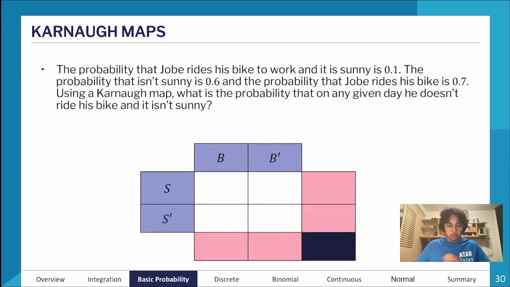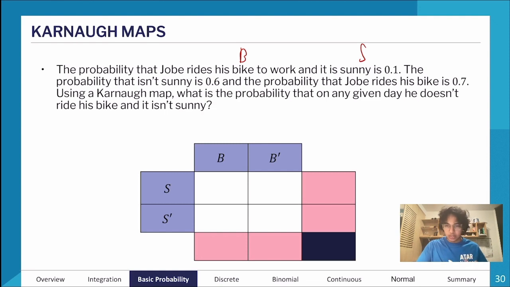So let's have a go at using it on a question. The probability that Job rides his bike to work and it is sunny is 0.1. So we've got 2 events that we can characterize here. One event is that it's sunny. The other event is that Job rides his bike to work. So I'm going to call that S and B. With probability questions, it's always helped me to highlight everything, annotate everything, and break it down from this big slab of text that's really annoying to read, to key pieces of information that you need and not all the random stuff.